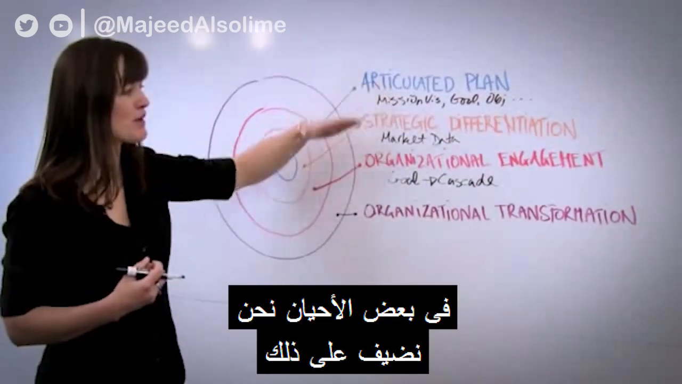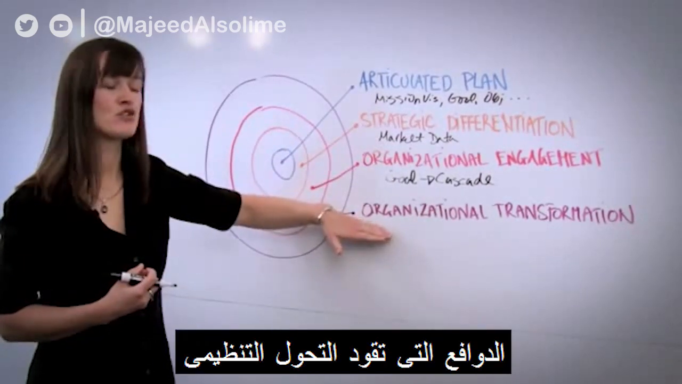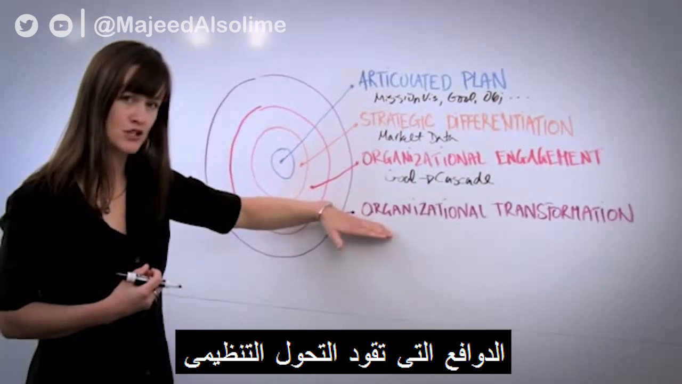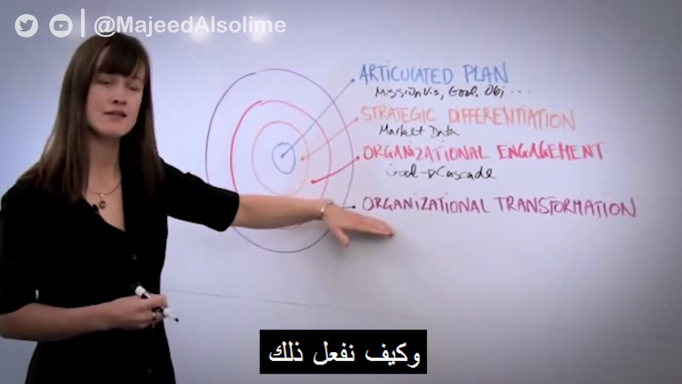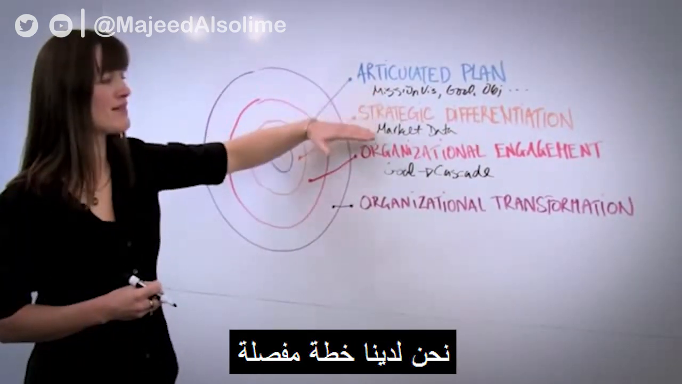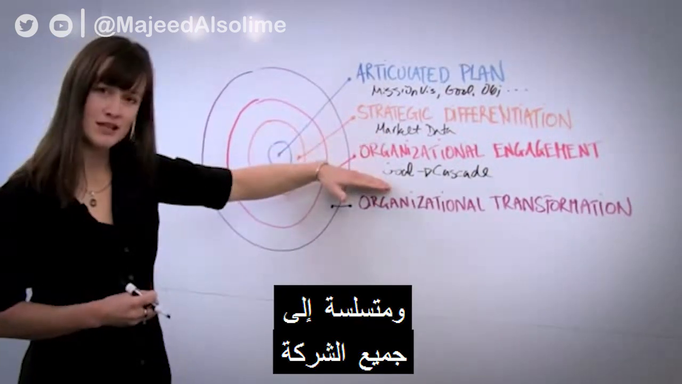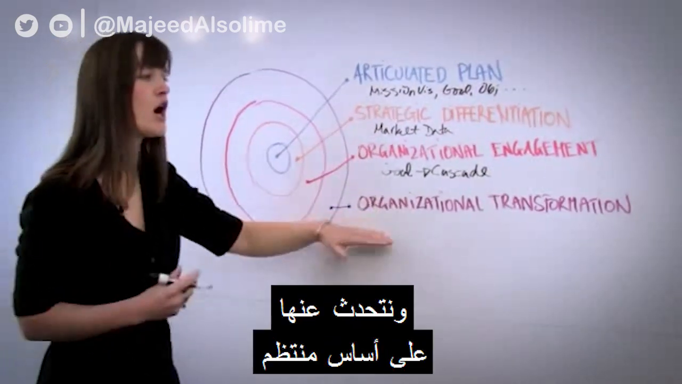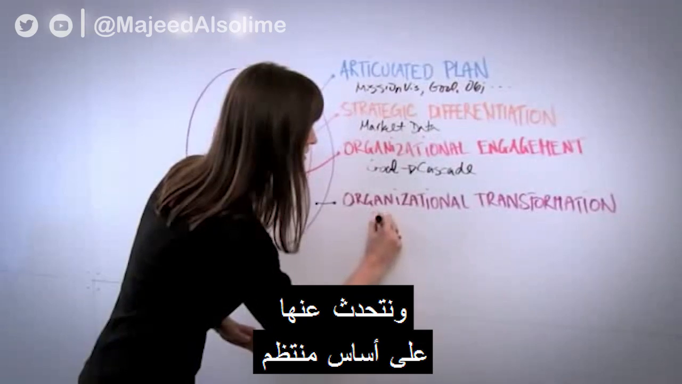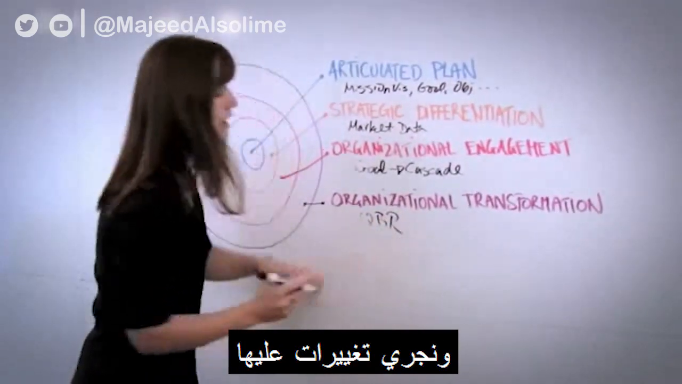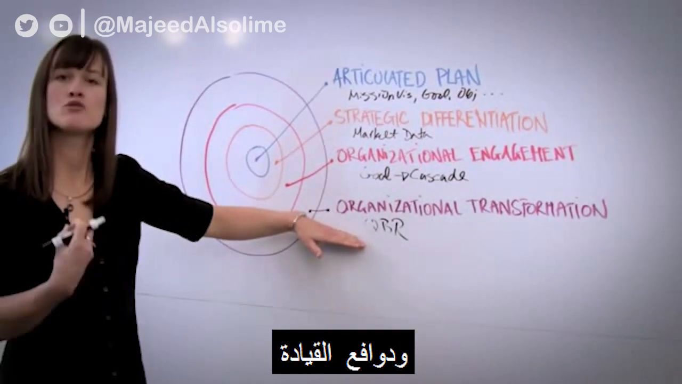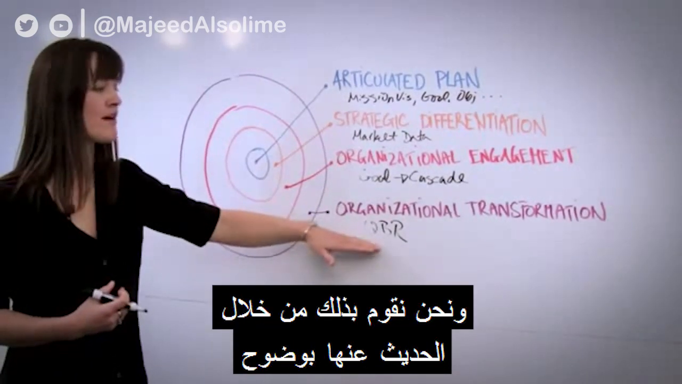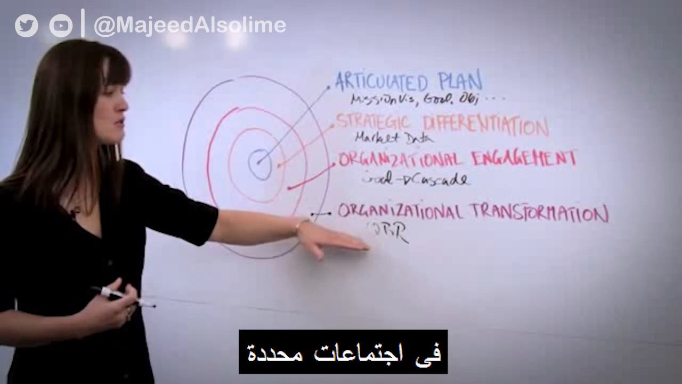So sometimes we add on to that the want to actually drive organizational transformation using a strategic planning process. And how do we do that? We have an articulated plan that's strategic, that's cascaded through the whole organization, that we talk about on a regular basis and we make changes to as we move along the way, and we help shift behaviors and we help drive choice. And we do that by visibly talking about it in specific meetings.